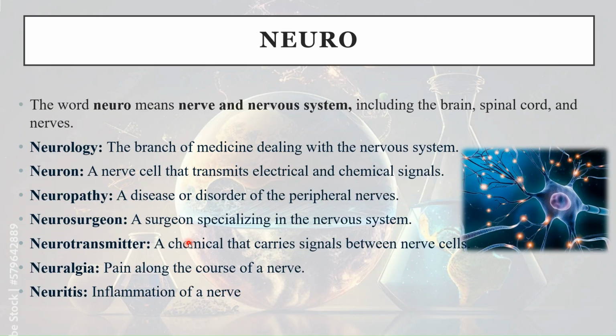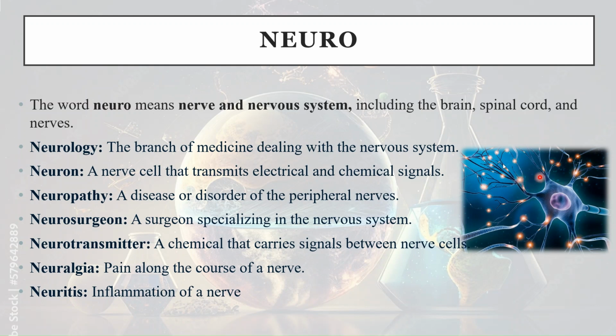The next word we are going to see is neuro. Neuro means nerve or nervous system, which includes the brain, spinal cord and nerves. Scientific words carrying neuro go with the nerves or nervous system. Neurology: if you are studying the science of the nervous system, it is called neurology. And the basic unit of nerve cells is called the neuron, which is involved in transmission of electrical signals from one neuron to another neuron.